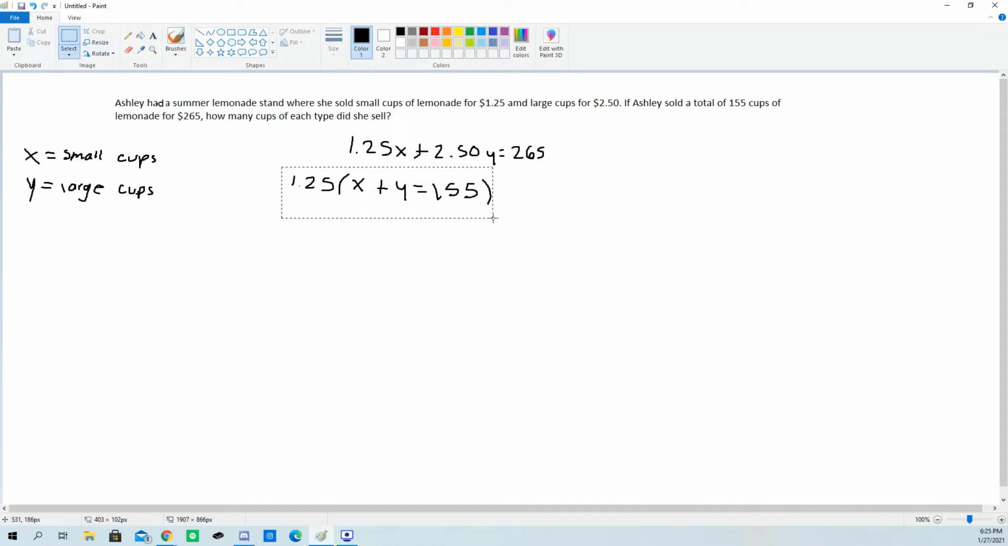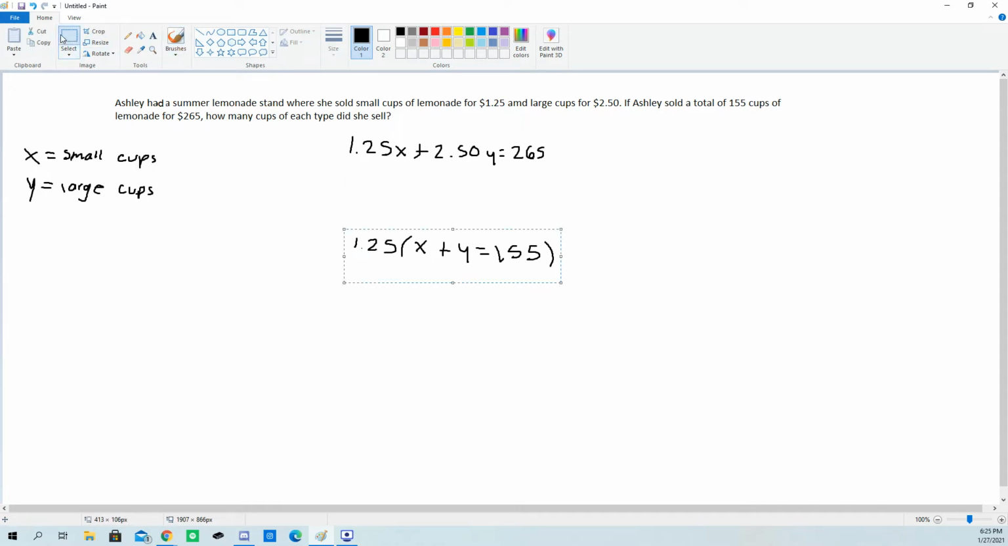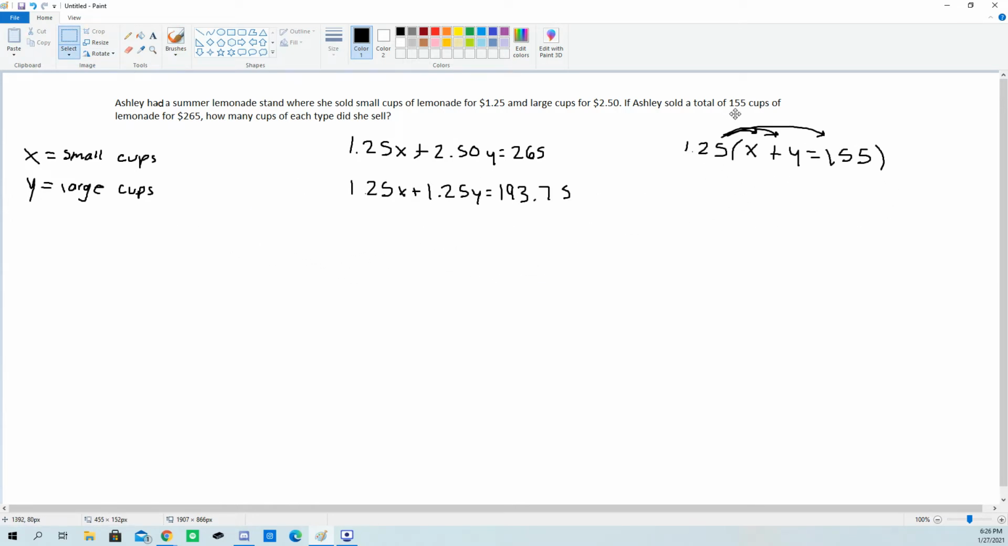We get, I'm going to move this here, $1.25x plus $1.25y equals, so you see we distributed that into these numbers here, equals whatever $1.25 times 155 is, which comes out to be 193.75. All right, awesome. So actually, I'm going to move this over here. I'll move it a little closer.